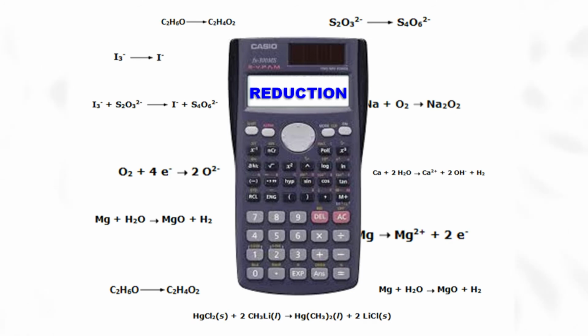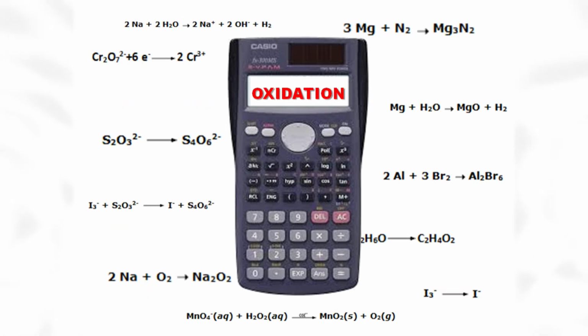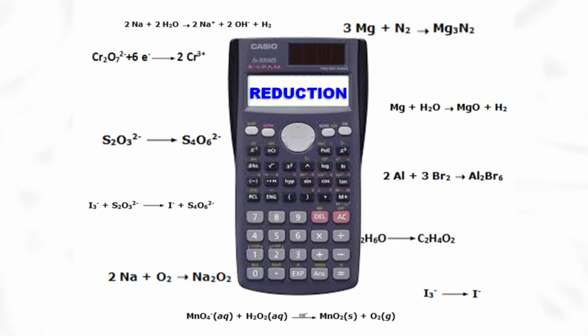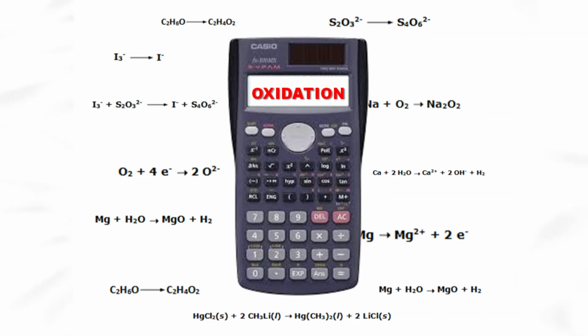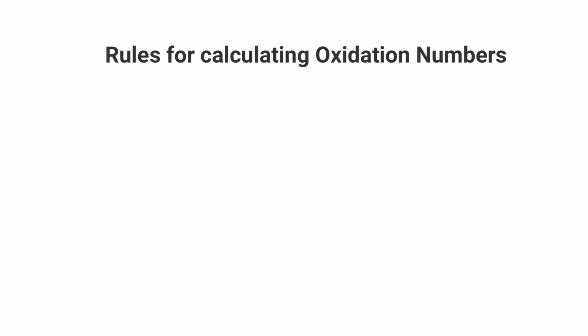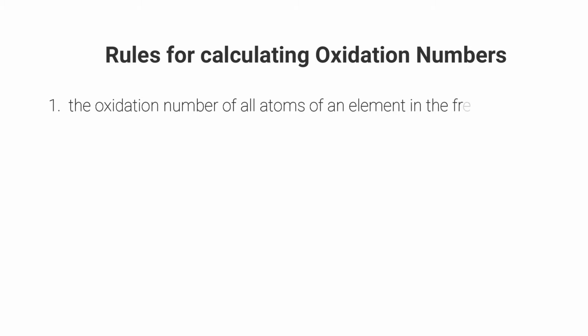Now that we understand what redox is in terms of oxidation and reduction, let us look at how to calculate oxidation numbers in different compounds. There are several rules that are used to calculate the oxidation numbers. The first one is the oxidation number of all atoms of an element in the free state is 0.